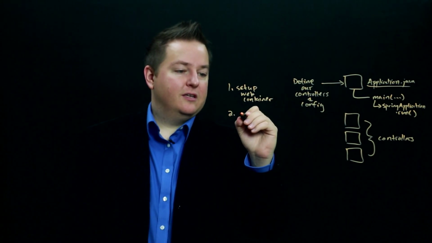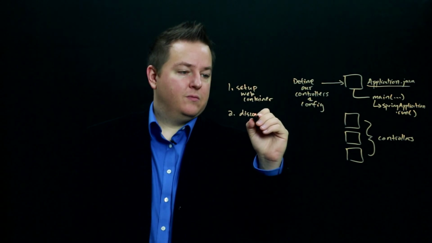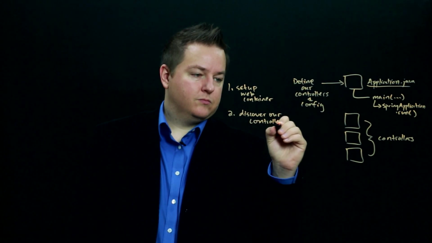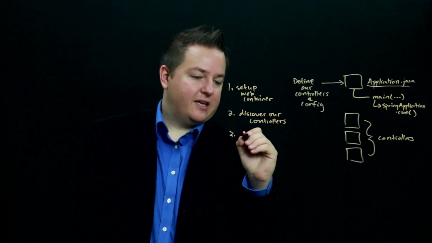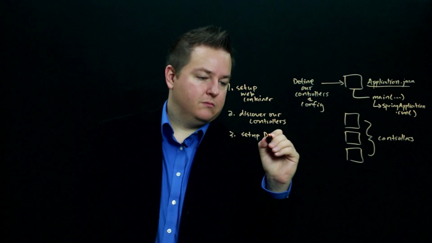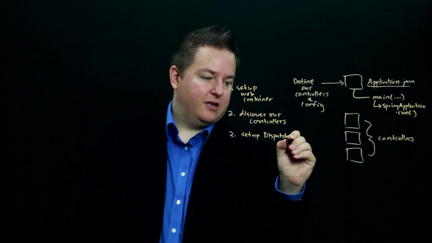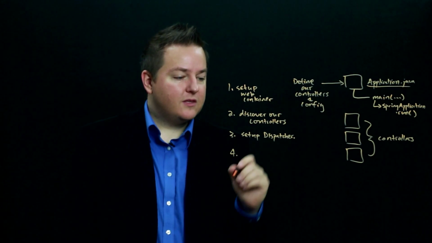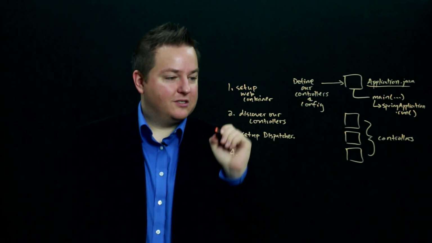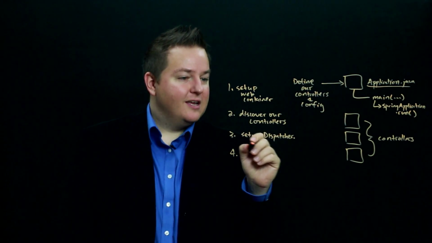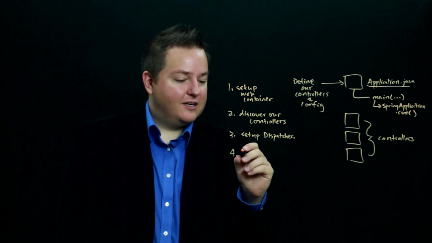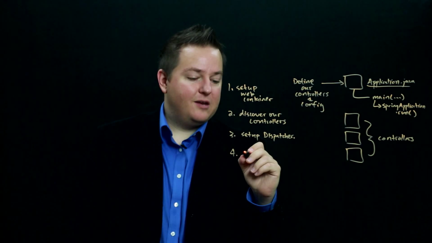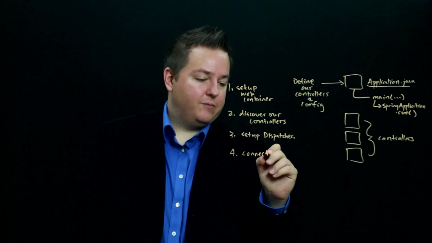It's going to discover our controllers. It's going to set up the dispatcher servlet. I'm just going to abbreviate this dispatcher. So we're going to set up the web container, we're going to discover our controllers, we're going to set up that dispatcher servlet, and we're going to tell it about our controllers. And then it's going to go and do any other configuration that we've specified, like connecting to databases or other stuff.